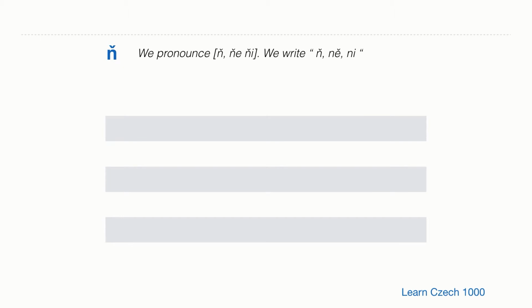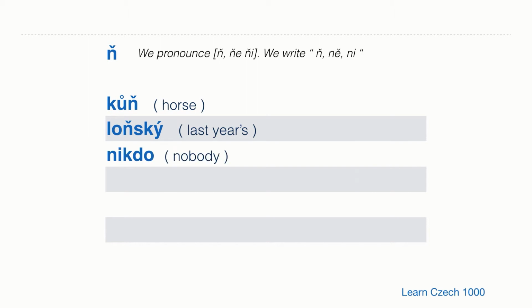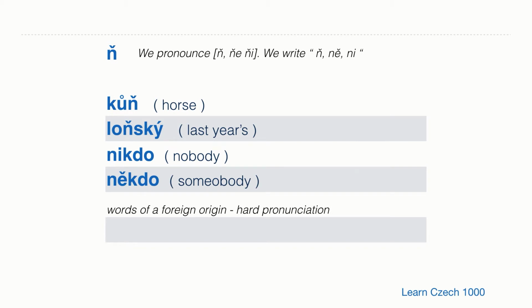Ň. Ň is written with háček, with a little hook. It is pronounced softly. Ň. Kůň, loňský, někdo, organizace.